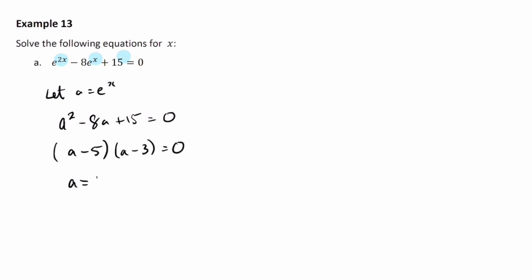And that means a equals 5, a equals 3, but of course I'm not looking for a, I'm looking for x, so now I need to sub that back in. So e to the power of x is equal to 5, e to the power of x is equal to 3. Now, when we did this before, it was very easy to make the base the same, so it was quite easy to solve, but in this case, as you can see, we can't do that.